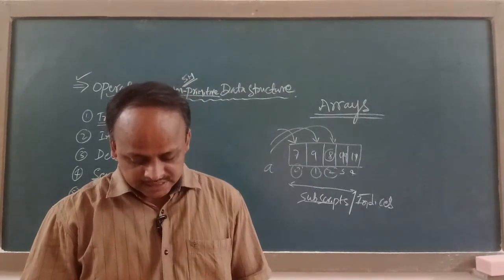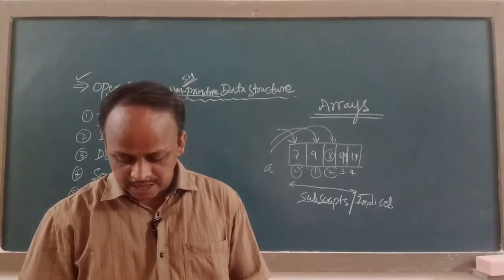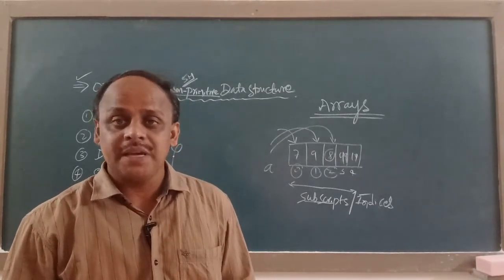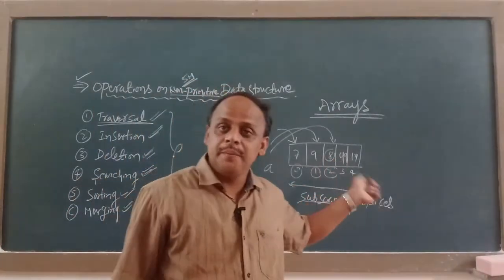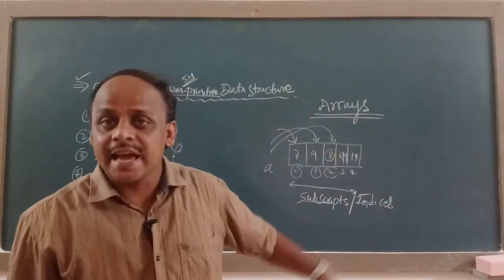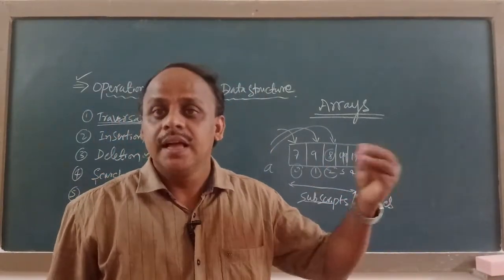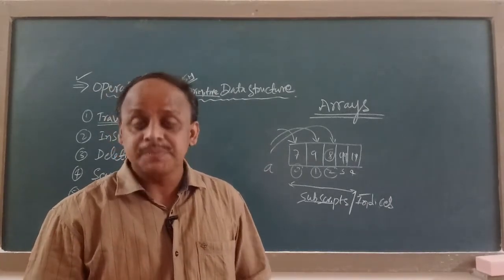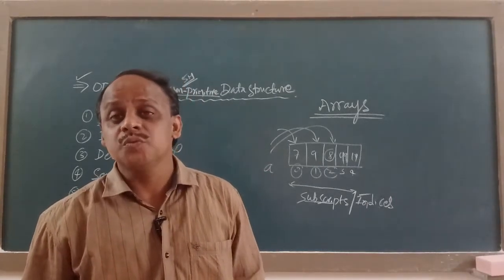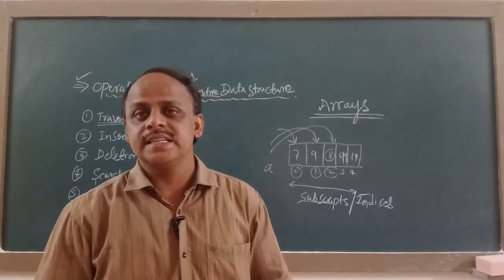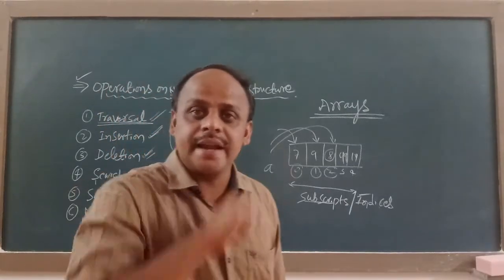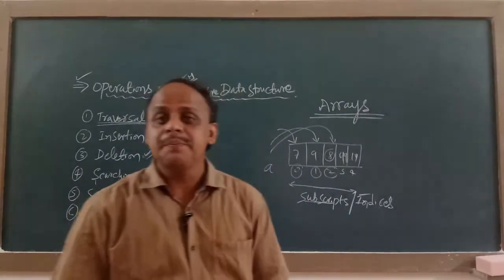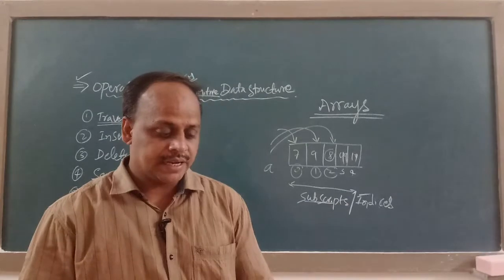Since the elements are accessed using subscripts, arrays are also called subscripted variables. In an array, each data element is accessed with the help of a subscript, hence the array is also called a subscripted variable. Without subscripts or an index, it is not possible to access array elements. Therefore, an array is also called a subscripted variable.